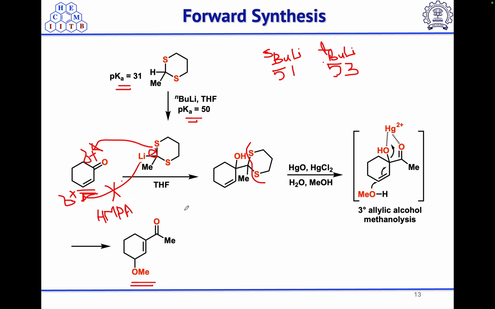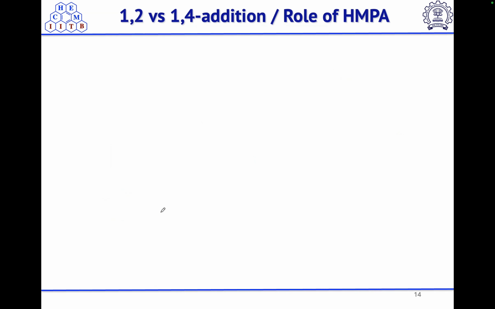Now in the next slide I will explain the role of this HMPA, and what is the role behind 1,4 addition when you use HMPA. So let us see this 1,2 versus 1,4 addition and the role of HMPA. Basically this 1,3-dithiane compound has a pKa of 31, and if you want to deprotonate this C-H, you have to use n-butyl lithium, which has a pKa of 50.